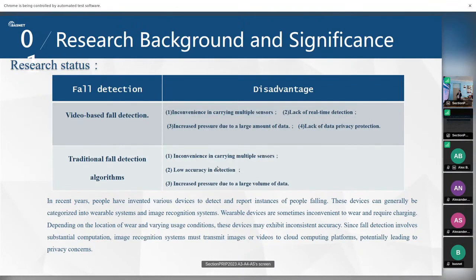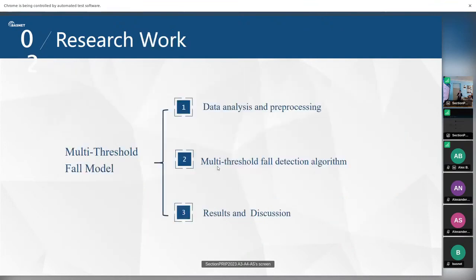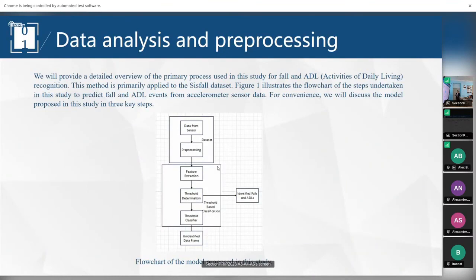The advantage of this fall detection over video fall detection and traditional fall detection, I will provide the exact explanation for this method. This is the framework of our model. First, we collect data from the accelerometer sensor. Then it goes through the data processing flow with feature extraction. And finally, the fall detection model system.